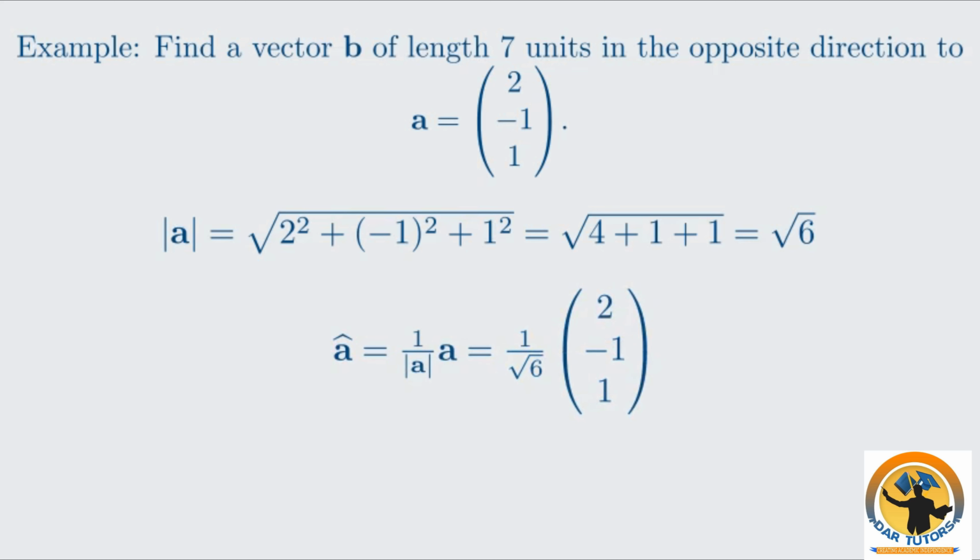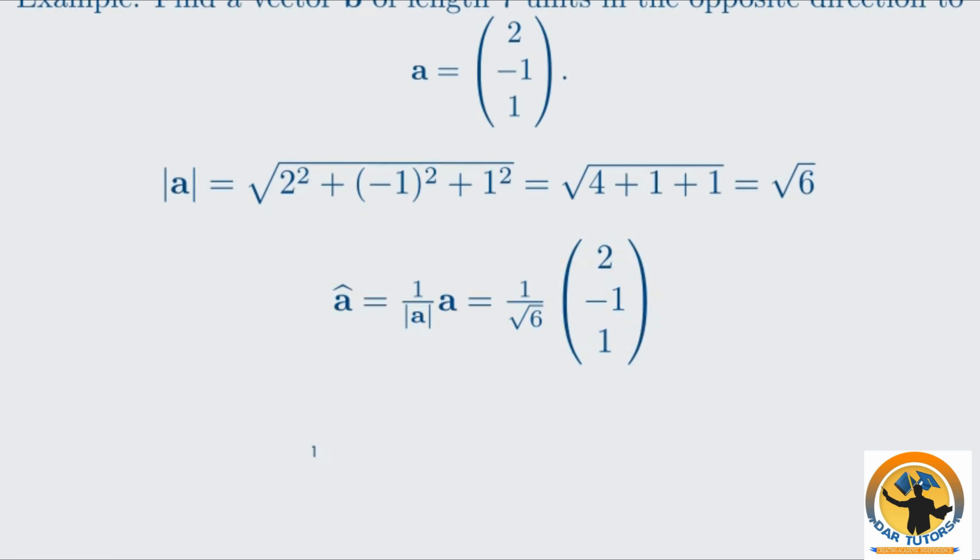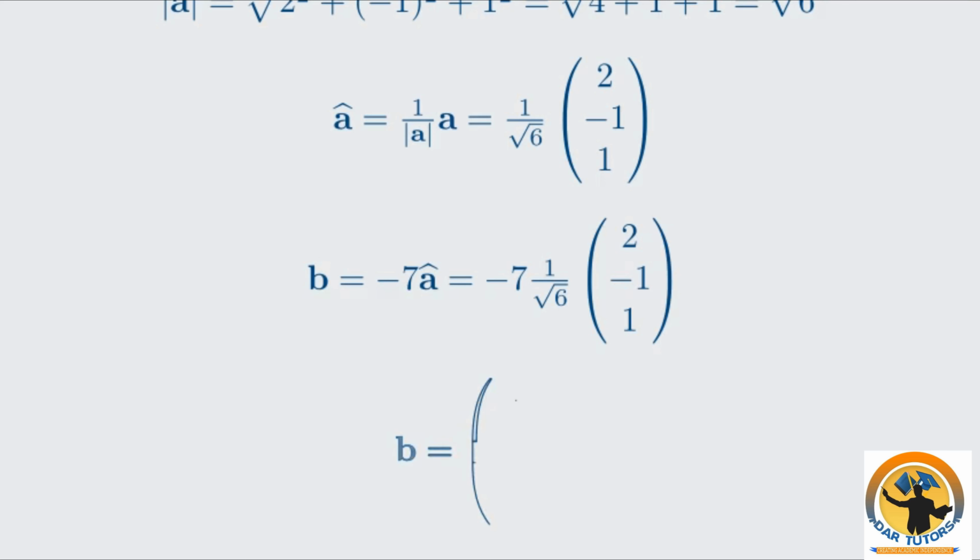Step 3. Construct vector b. We want vector b to have length 7 and be in the opposite direction. So we multiply our unit vector by minus 7. This gives b equals minus 7 over the square root of 6 times the vector ⟨2, -1, 1⟩. We can leave the answer in this exact form, or we can distribute the scalar. Distributing the scalar gives us the vector b with components minus 14 over root 6, 7 over root 6, and minus 7 over root 6. This vector has the correct length and direction.